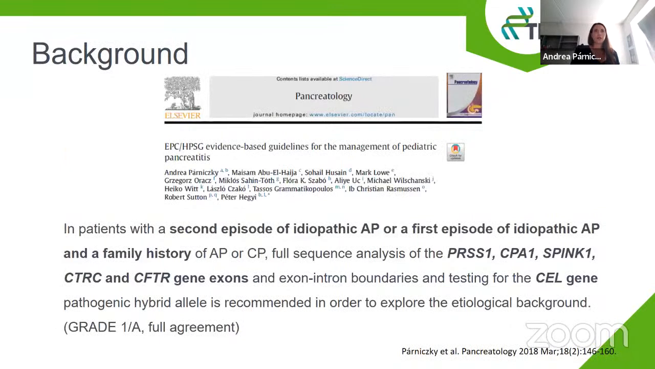Here you can see the currently available European pediatric pancreatitis guidelines recommendation regarding genetic testing. It says that in a patient with a second episode of idiopathic AP or a first episode of idiopathic AP and a family history of AP, a full sequence analysis is recommended.